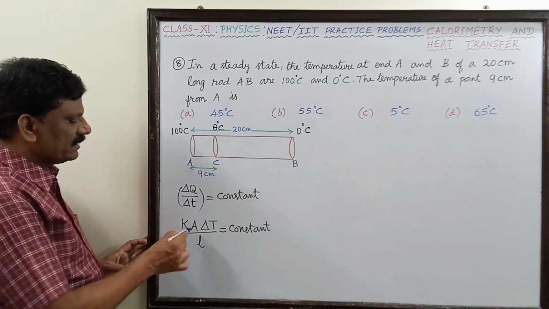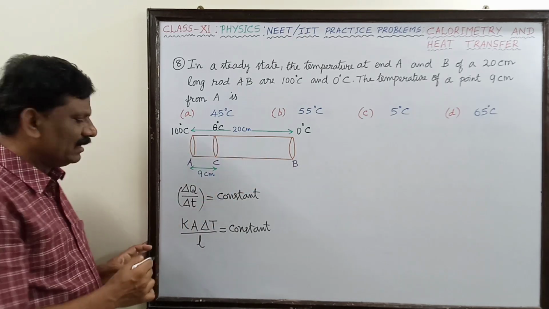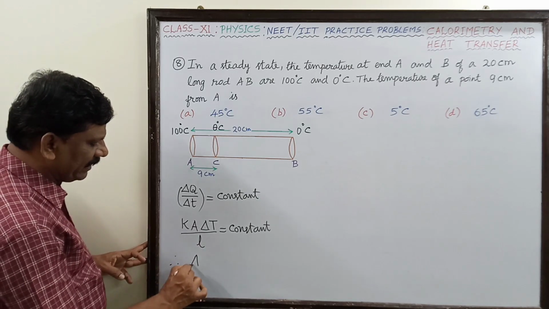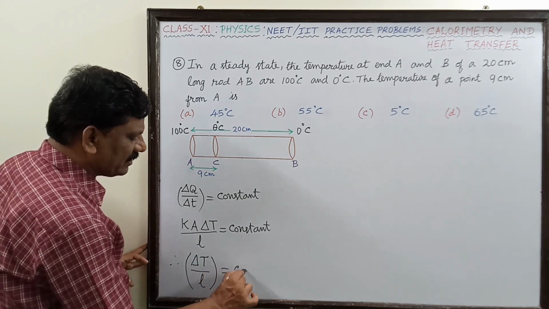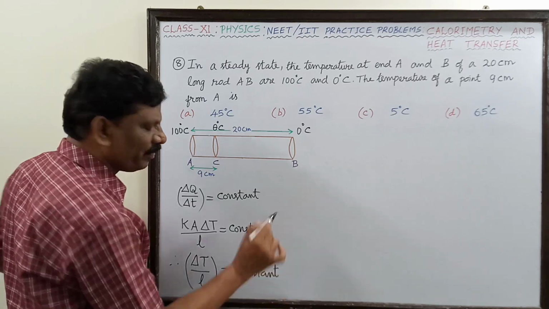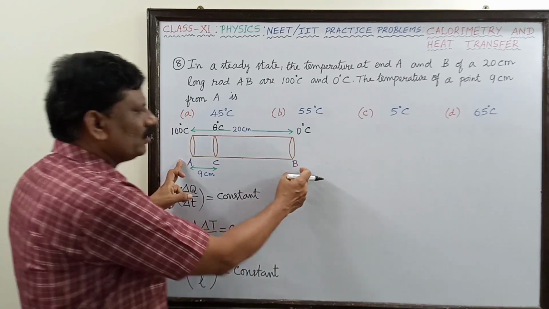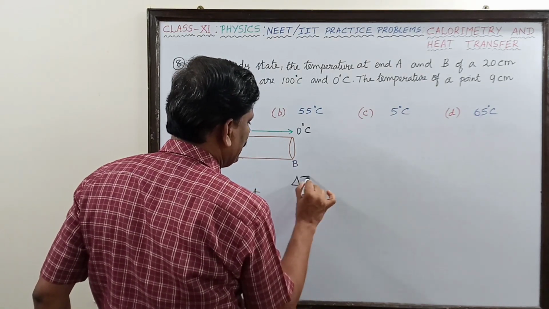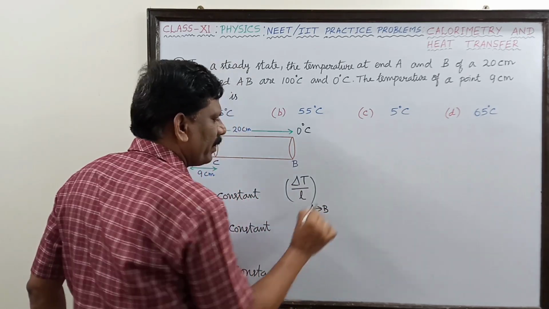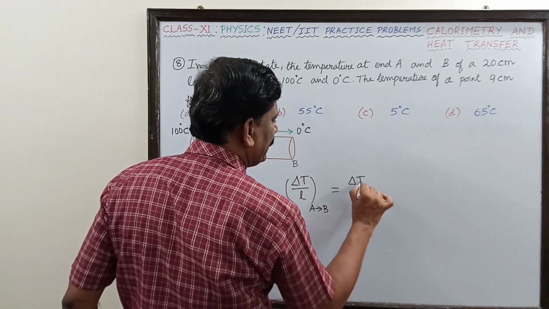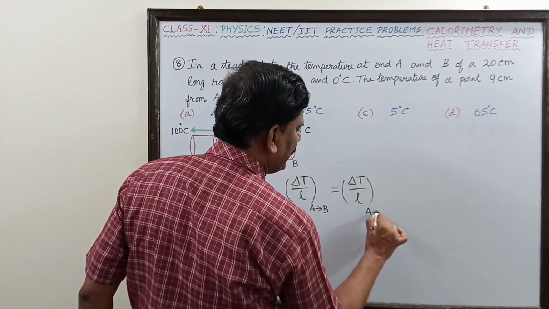Since the material is the same, K and the area of cross section will be the same at all points. Therefore, I can also write delta T divided by L, this fraction must be a constant between any 2 points. So first we will take from A to B. So delta T divided by L from the point A to B must also be equal to delta T by L from the point A to C.